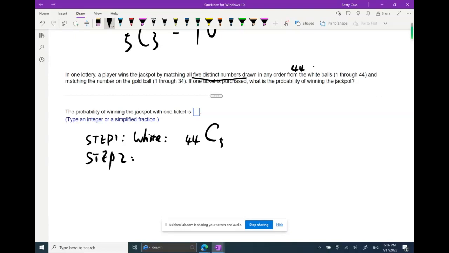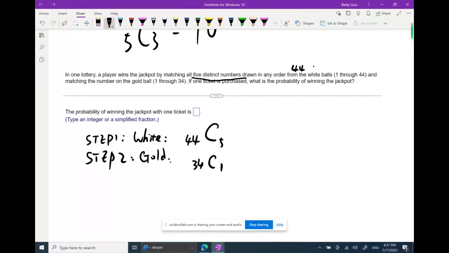Step 2 is to play the gold ball, matching the number on the gold ball, 1 through 34. So I would say pick one number from 1 to 34 to see if you match the number. So you pick one number from the 34 numbers. Let's play the gold ball.